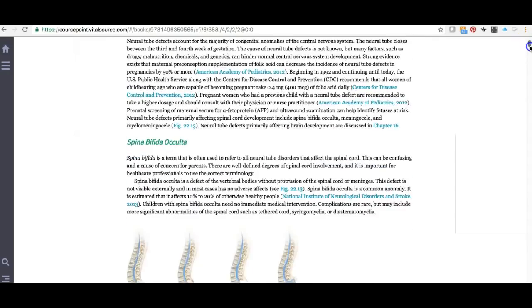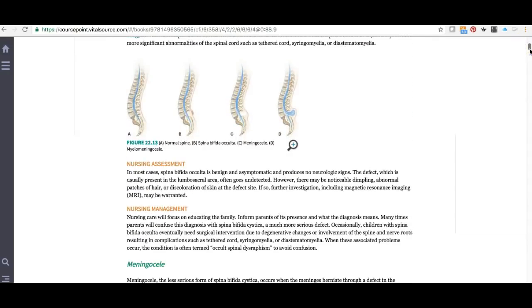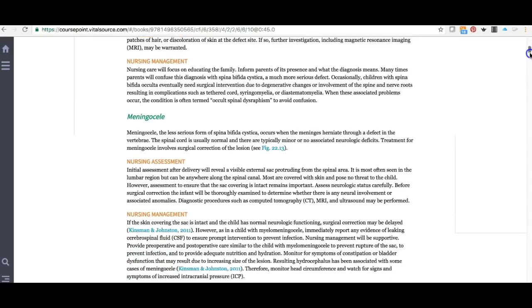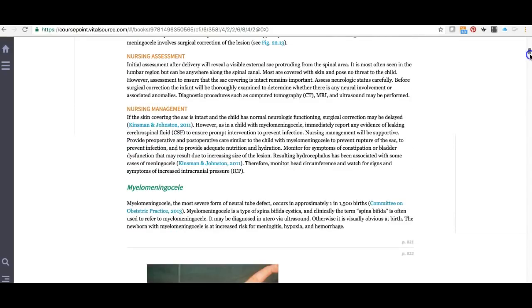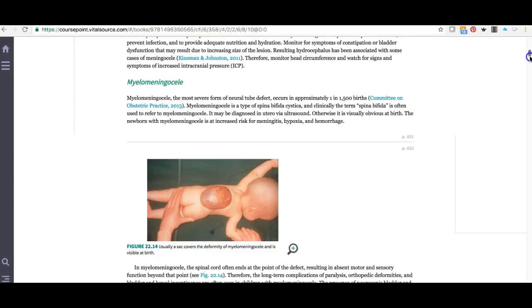This talks about spina bifida. Okay. There's your different levels of spina bifida. I want to get to the myelomeningocele. Pay special attention. Read the section on spina bifida. Okay. Here's a myelomeningocele, and these kids are born with their spinal cord outside in this sac.